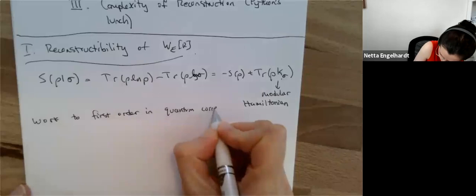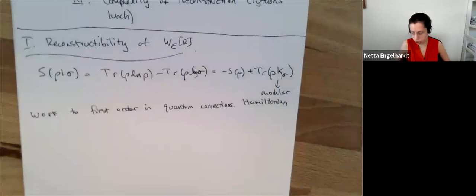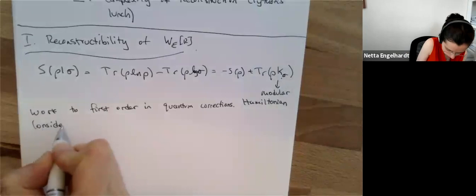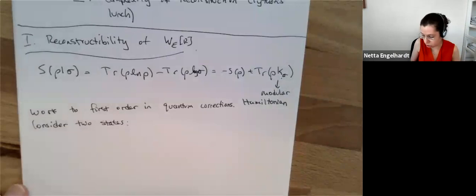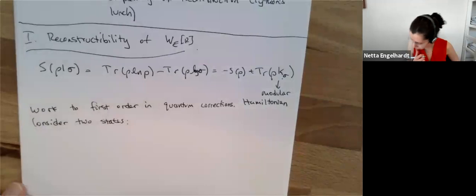Okay, so let's consider now two states. Consider two states for density matrices on the region R. What notation do I want to use? Okay, so rho R and sigma R.